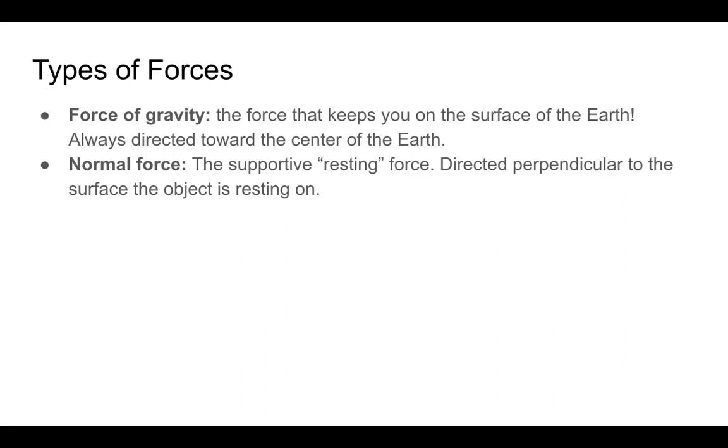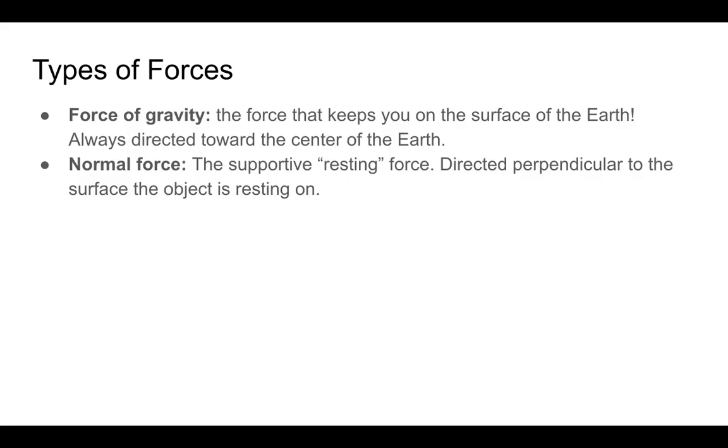The normal force, this is a supportive resting force is how I like to describe it. It's directed perpendicular to the surface that the object is resting on. So for example, if I have a book sitting on a table, we have the force of gravity down, and then the normal force is upward. Now, the normal force is the force of the table holding the book up. It's that supportive resting force of the table.